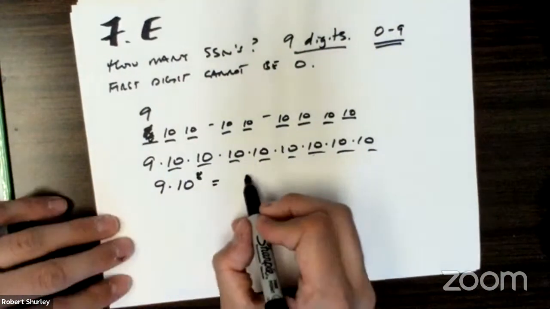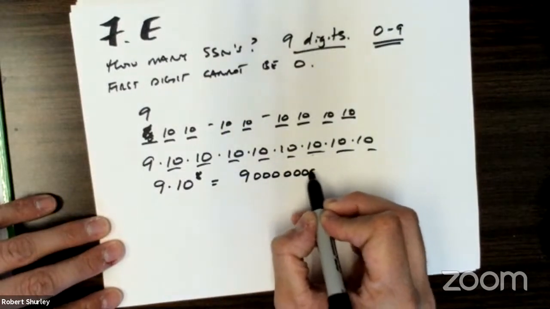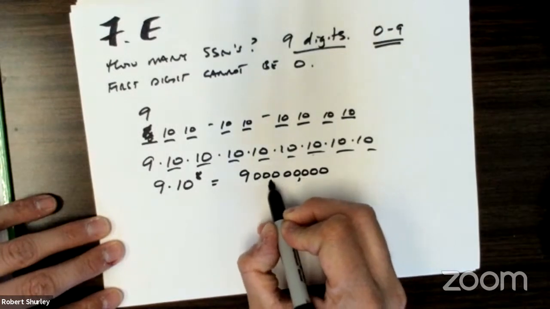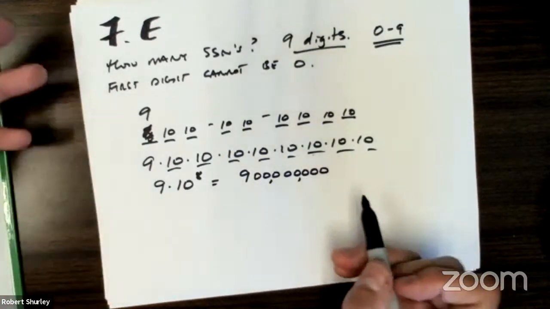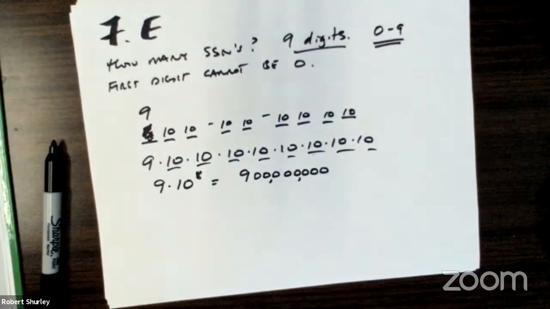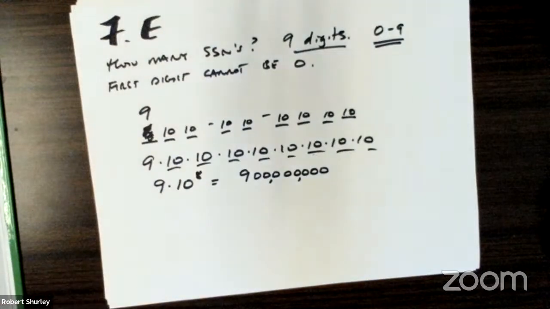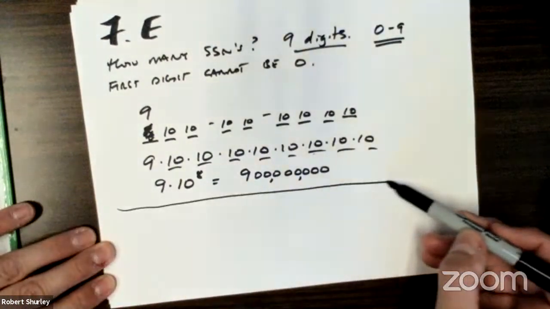I mean, that's a big number, right? 9, and then we have 0, 0, 0, 0, 0, 0, 0, 0. So 900 million. We've got 900 million options for our social security number. So we're fine, right? Until we hit the billions. That seems wrong, but okay. Kind of nifty.